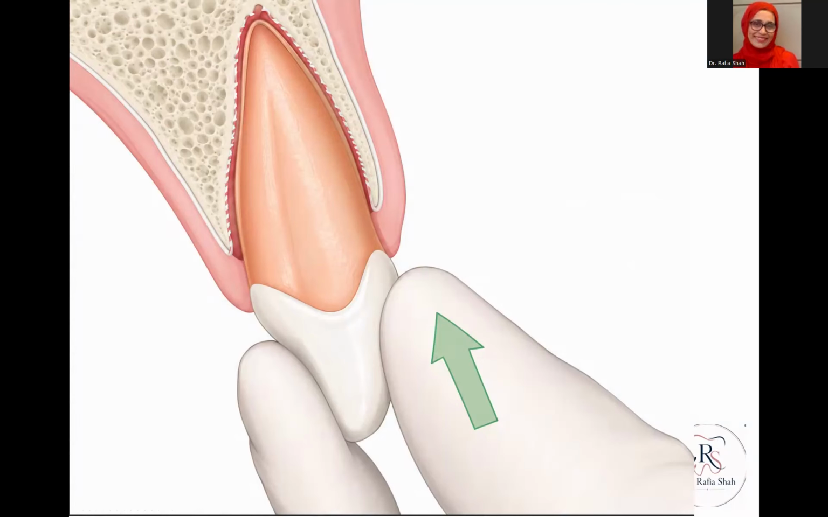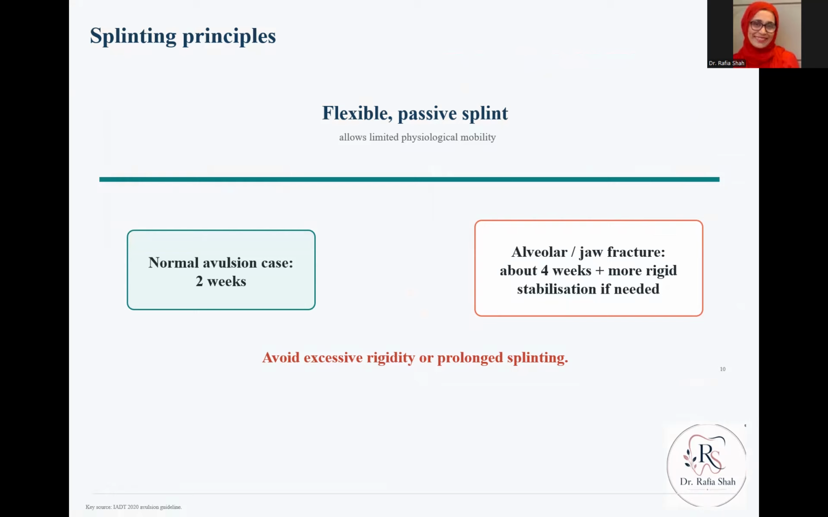So as I told you, we generally take the tooth after not debridement, but after washing the socket. Then we place the tooth after confirming the orientation clinically and radiographically. Once confirmed, then we fix the tooth with a flexible splint. These are called passive splints.